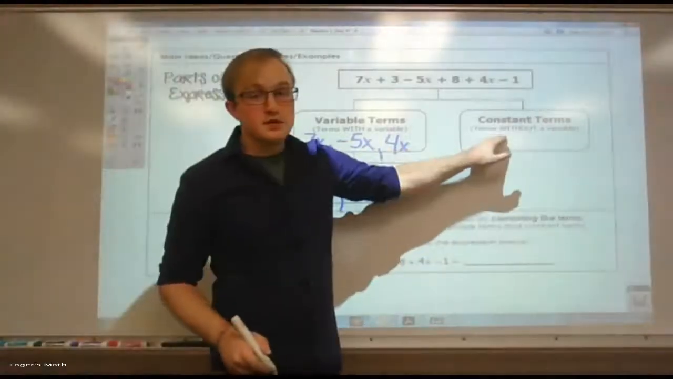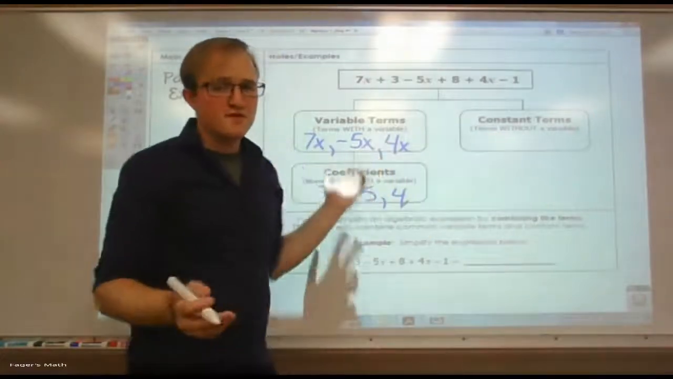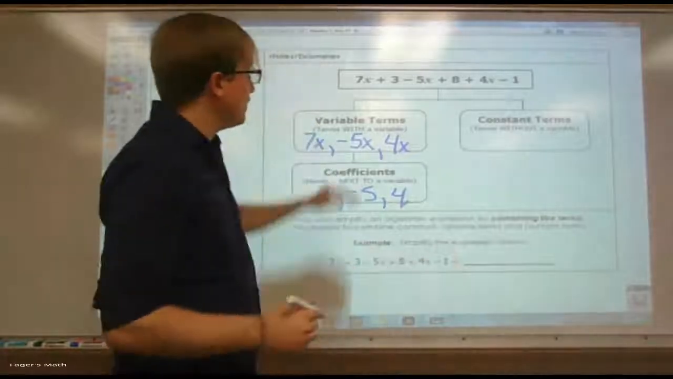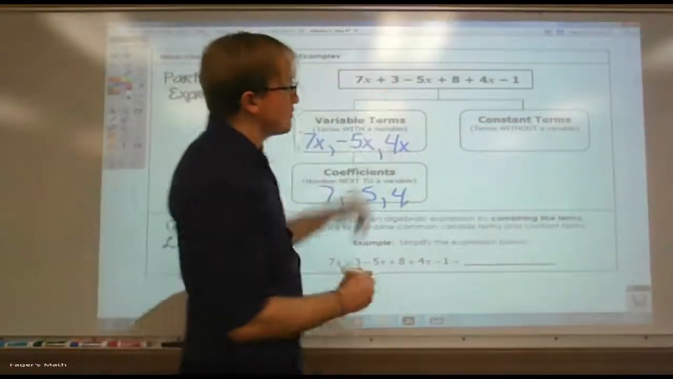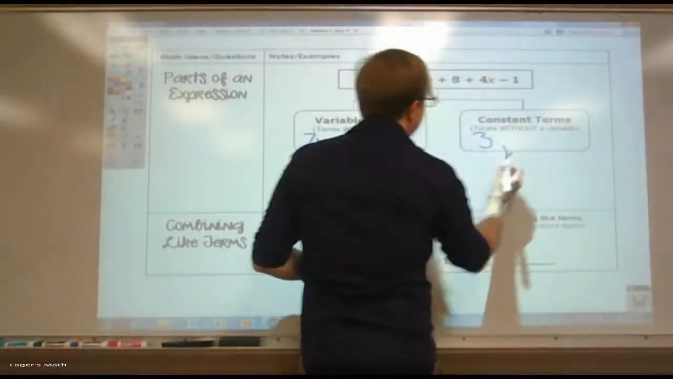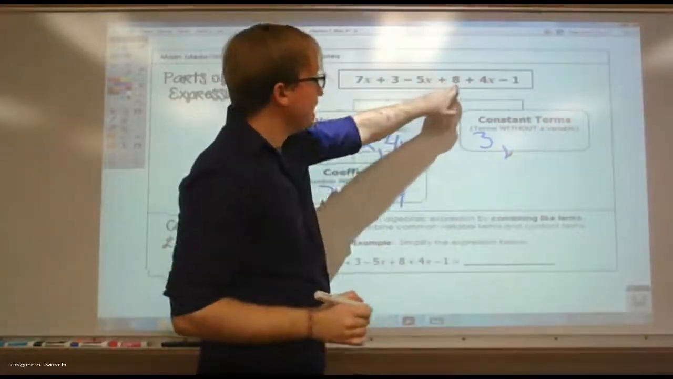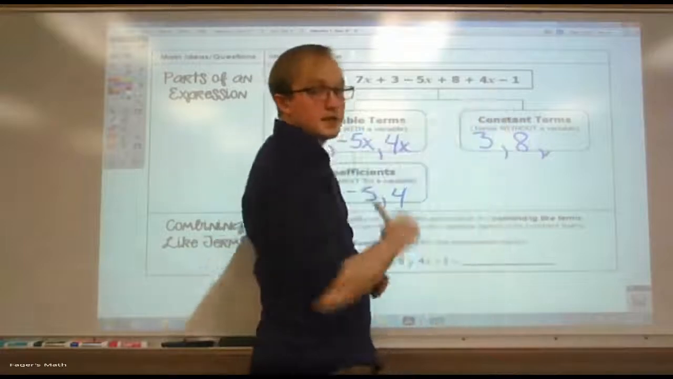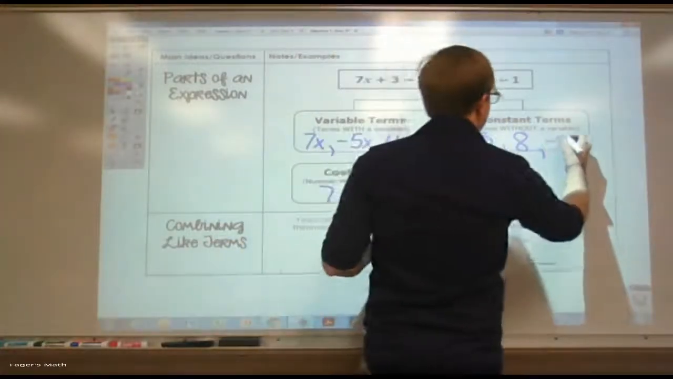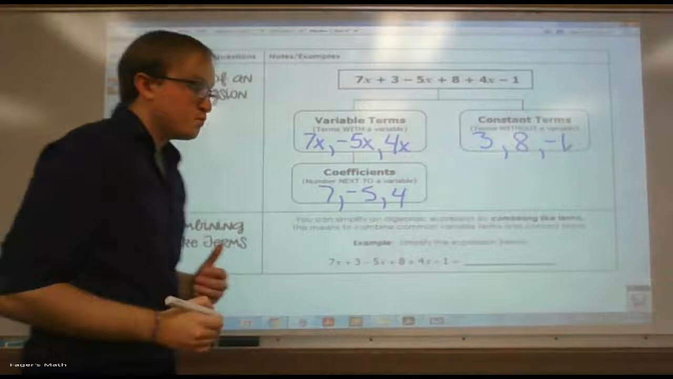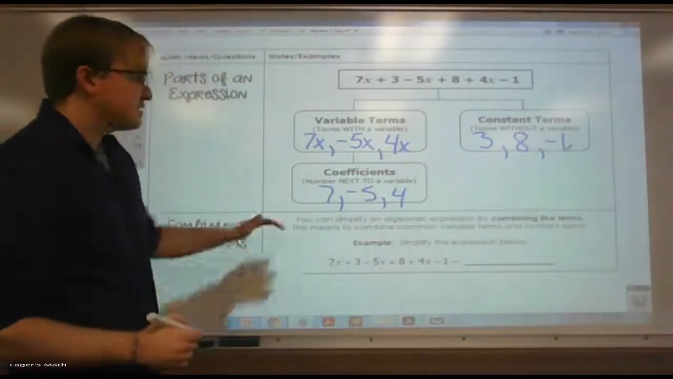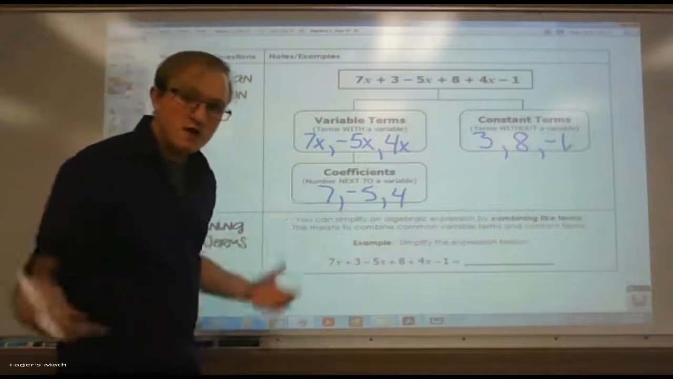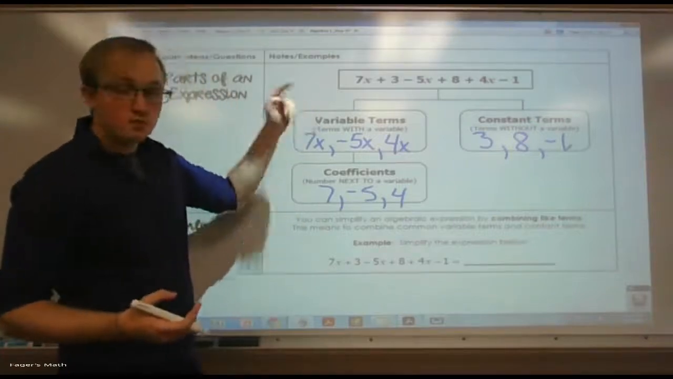Then there's the constant terms. The constant terms are just terms without a variable. They never change. So, terms without a variable, well, I see 3. 3 doesn't have a variable. 8 doesn't have a variable. And neither does this minus 1, so we'll call it a negative 1. Now, we can simplify an algebraic expression by combining the like terms, the terms that have something in common, whether it's a variable term or constant term.